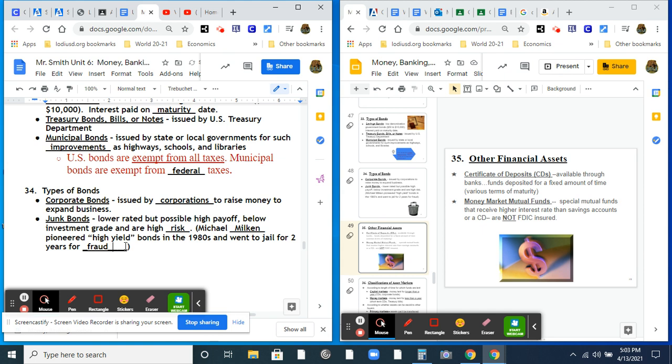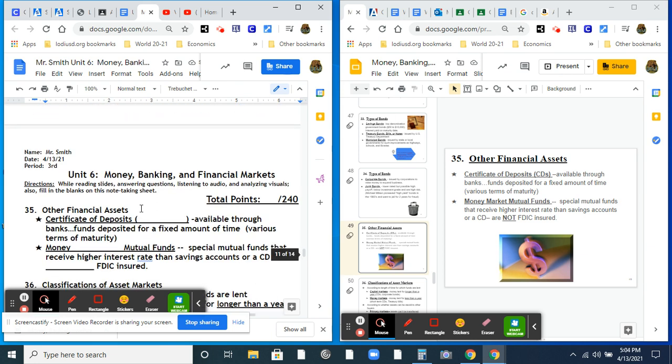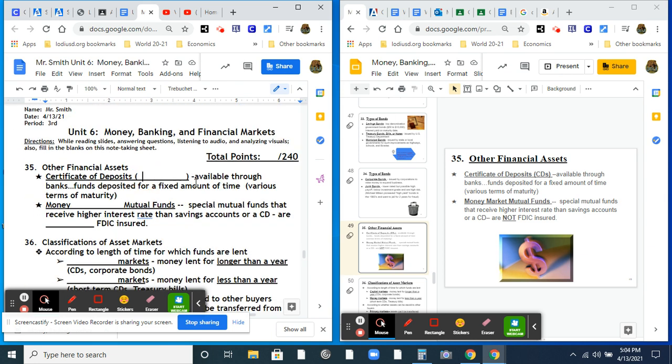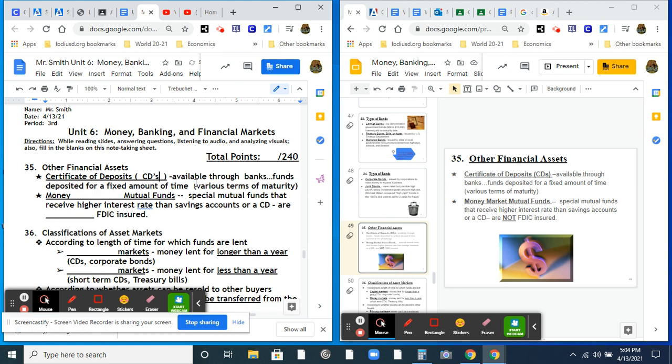The certificate of deposit, notice that's an acronym for CDs. So just running CDs right here. They're available through banks, funds deposited for a fixed amount of time. CDs tend to be 3, 6, 9, 12 months, 18 months, 2 years, 2.5 years, 3 years. The longer you commit to it, usually the better interest rate you get.